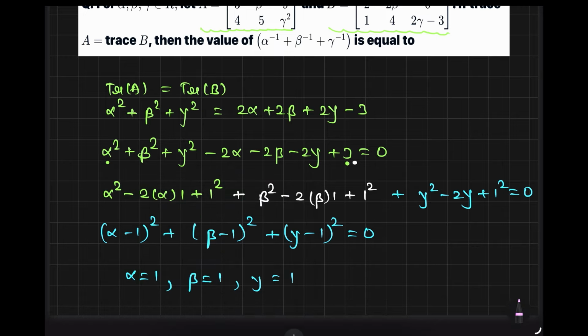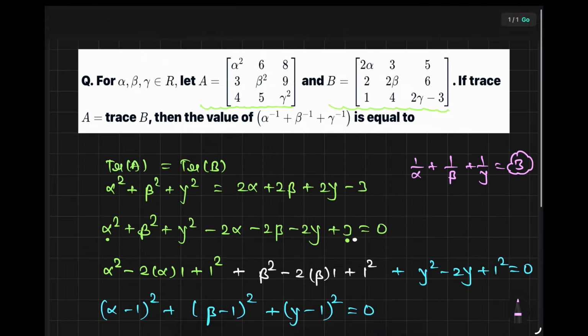We need to find out what? 1 by alpha plus 1 by beta plus 1 by gamma. You know it is 1 by 1, 1 by 1, 1 by 1. So it is 3. Hence the required number is 3.